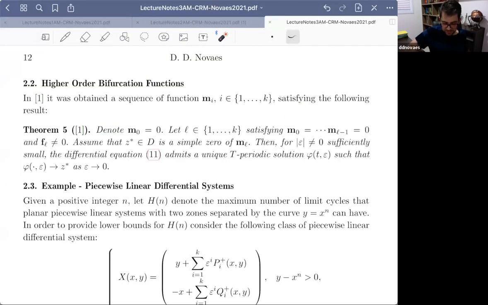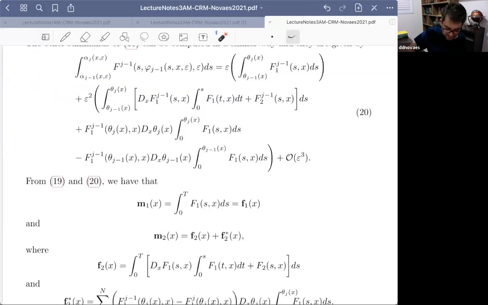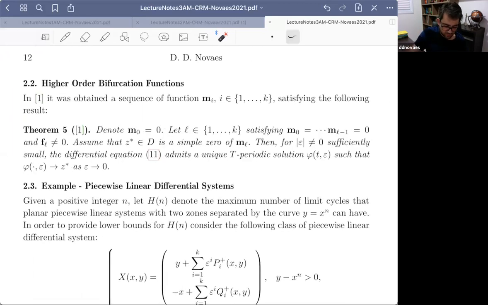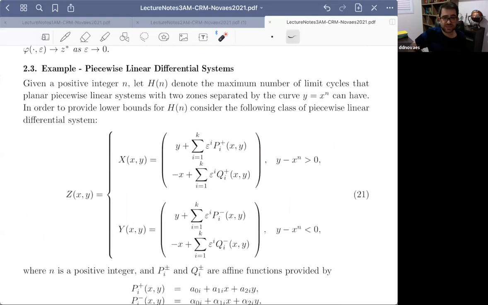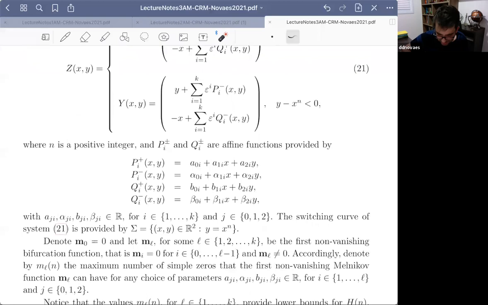So this second order result was extended for higher order bifurcation functions. We obtained all those expressions in this work, and in this work we studied bifurcation of limit cycles in piecewise linear systems with two zones divided by an algebraic curve. Let me just comment on this result.